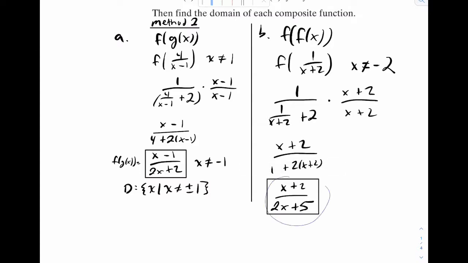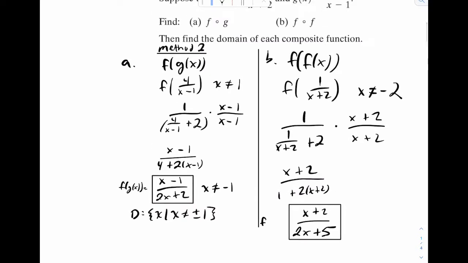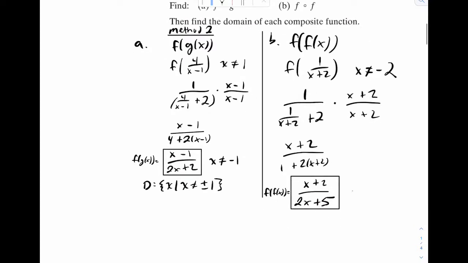And again, this thing we just found, that is your f of x. And I can see that x can't be negative 5 over 2. So our domain is to put those two pieces together. So it cannot be negative 2 and negative 5 over 2.